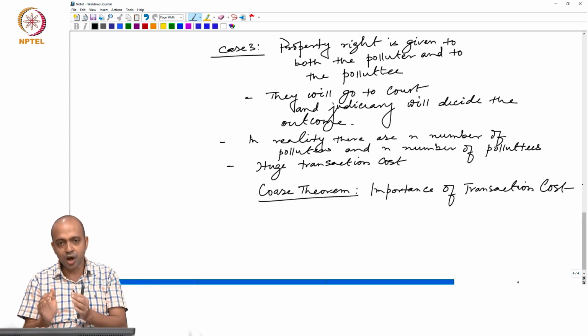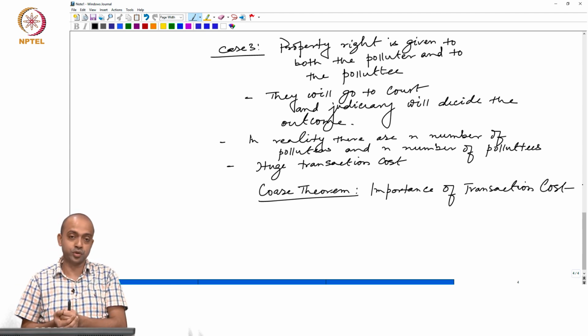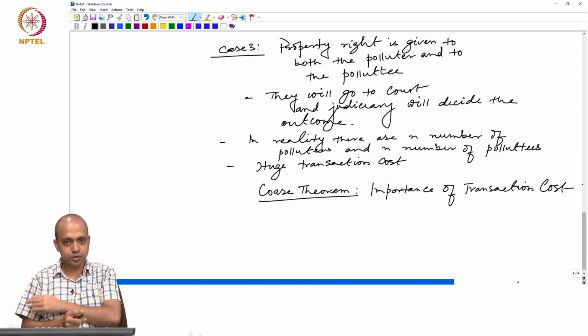So, that is how transaction cost theory can explain the existence of the firm, because of which Ronald Coase got the Nobel Prize also.